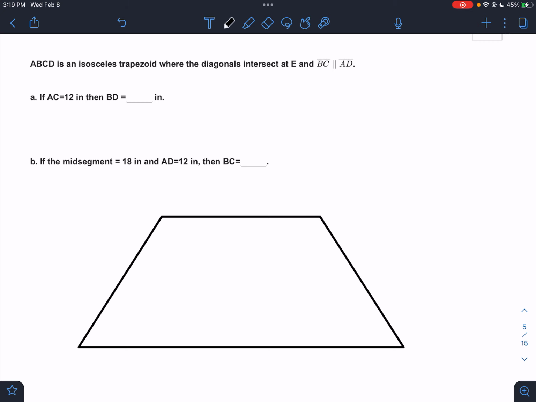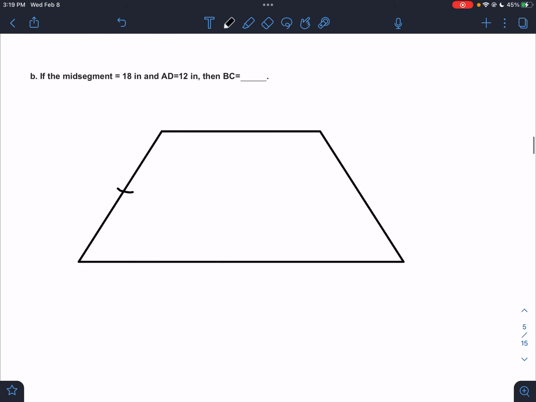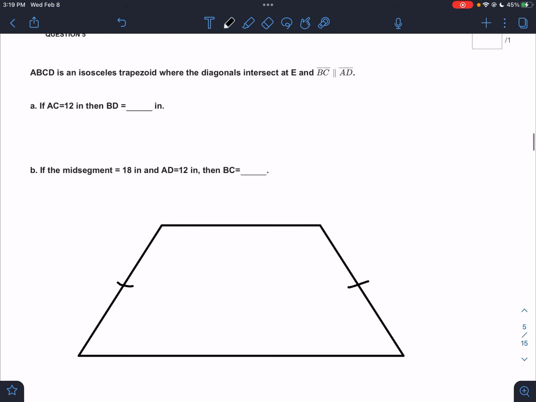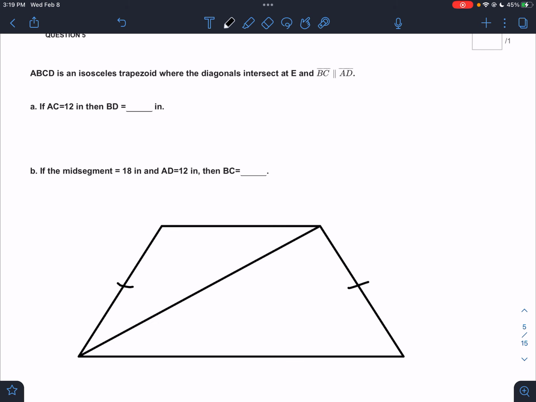All right. We'll pretend that's isosceles. An isosceles trapezoid, so these two sides are equal, where the diagonals intersect at E. Remember, in an isosceles trapezoid, the diagonals are equal. We're saying they intersect at E. It says BC is parallel to AD. So I've got to name it where that works out.